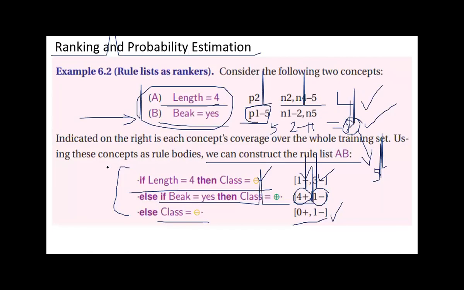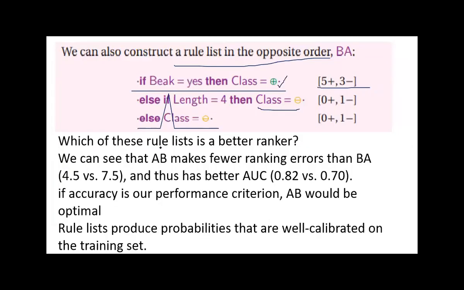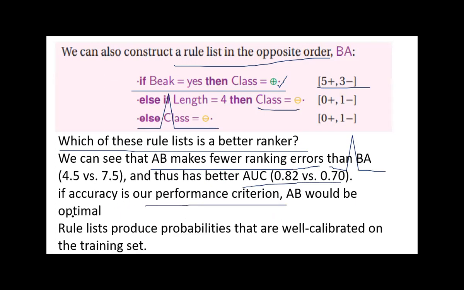Now there are two rule lists, my dear friends. This is a single rule, and this is a rules list. Which of these rule lists ranks better? This is the question. Now, definitely, we can see that AB makes fewer ranking errors. Ranking errors would be very few, and BA makes more than AB, my dear friends, and thus has a better AUC. So we say AB makes fewer ranking errors, so we say AB is better than BA. If accuracy is our performance criterion, AB would be optimal.